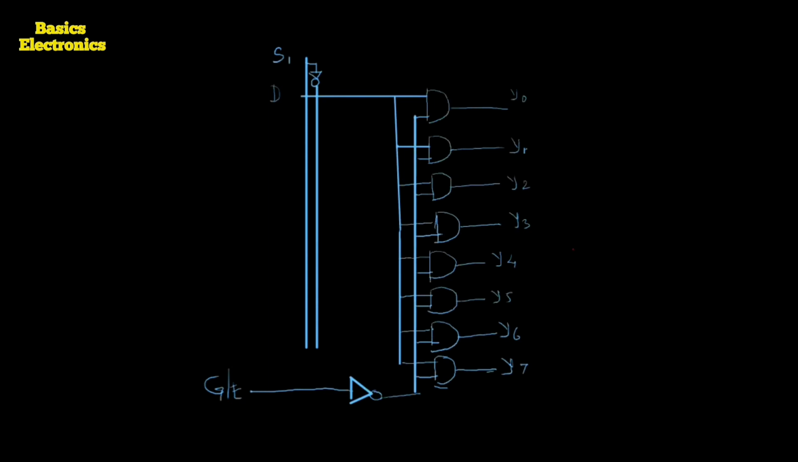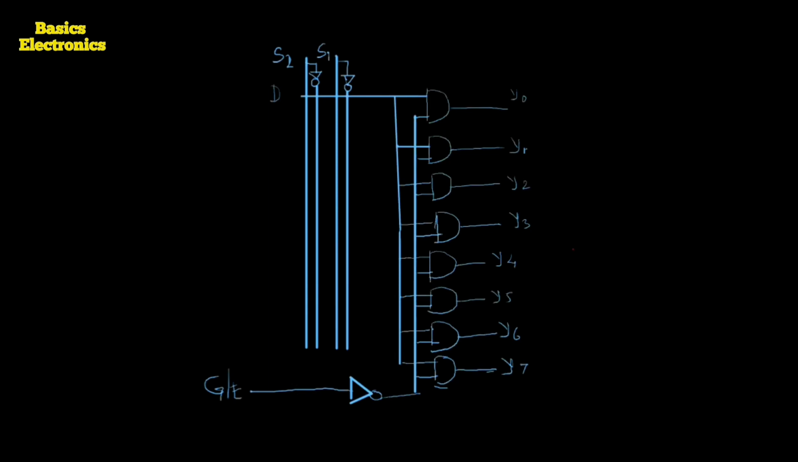Then here we require the S0 line. First line is the S2 line. This is the S2 line. Second line is the S1 line. Here it is the S1 line. Then again we require one more line. That line we call the inverted line or the active low line. For that, here we use the NOT gate. So these two are the input lines.